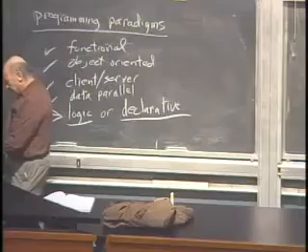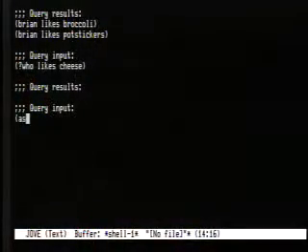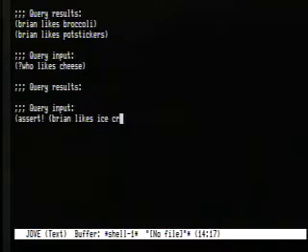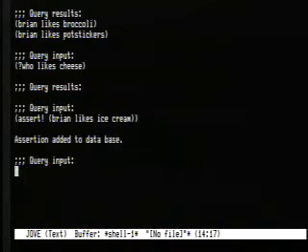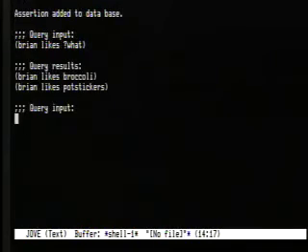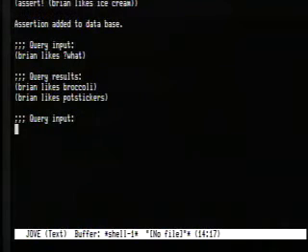So one more example. If I assert Brian likes ice cream, and now I ask, Brian likes what? I don't get that result. So I asserted Brian likes ice cream and put it in the database, but Brian likes what doesn't match it. Why not? Well, I'm going to ask a different question.